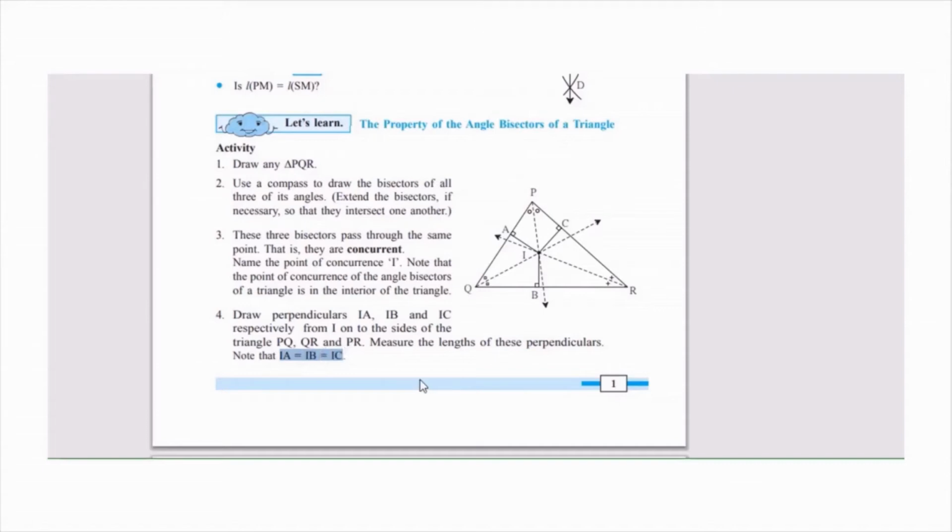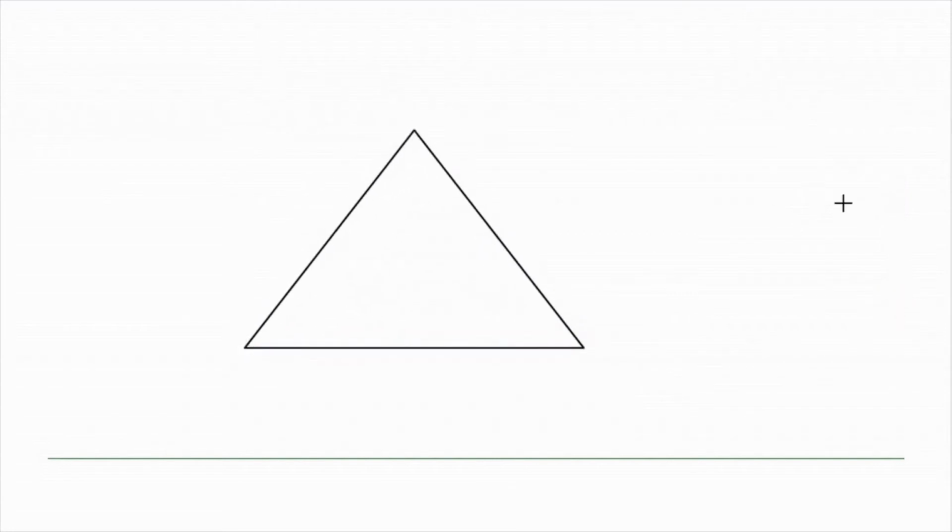This activity you have to do yourself in the book. I will be showing it once now here, but it won't help you much because you have to do it. So here is the property of the angle bisector of a triangle which we are trying to understand. For that you need a triangle first. I can get a triangle from here. Let this be the triangle, a convenient triangle.